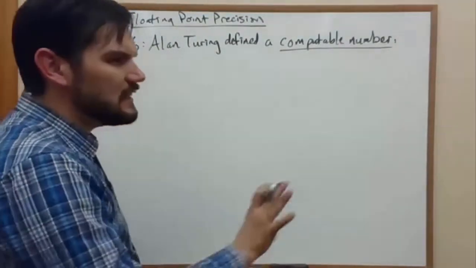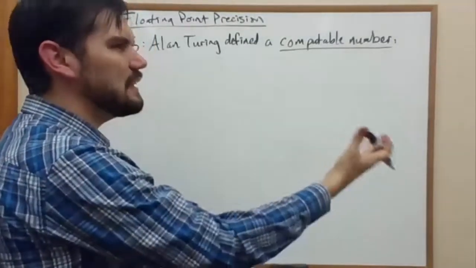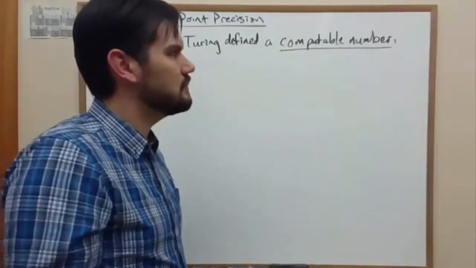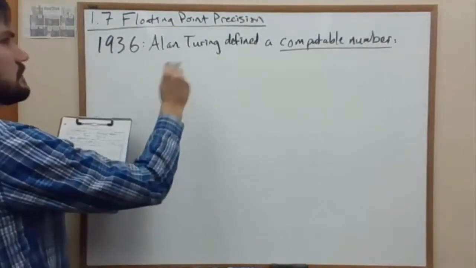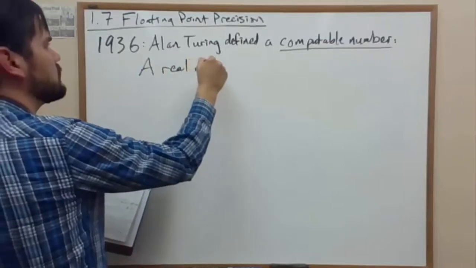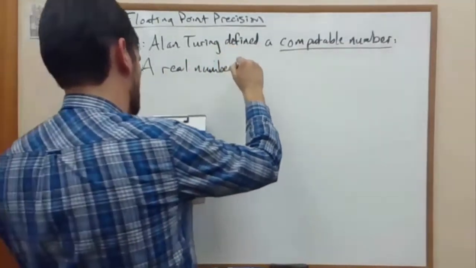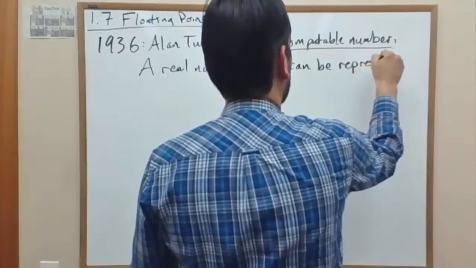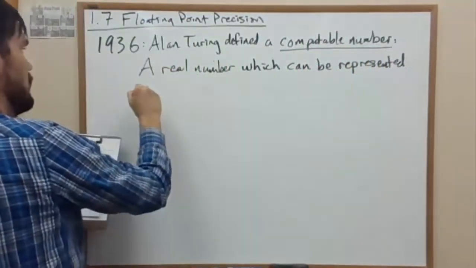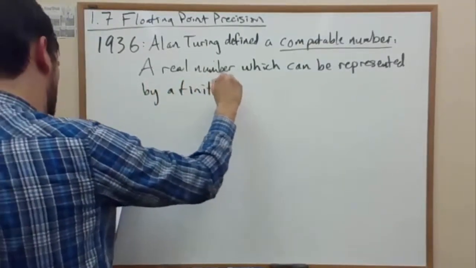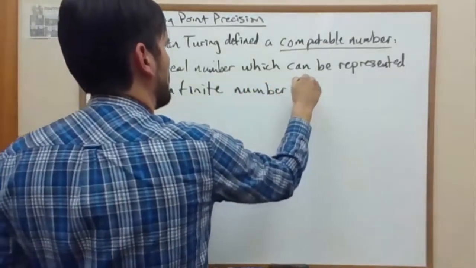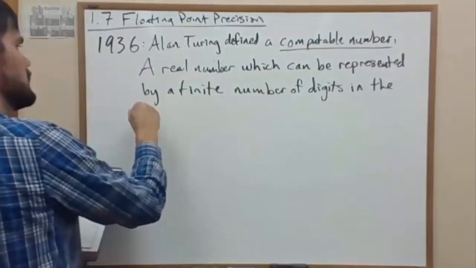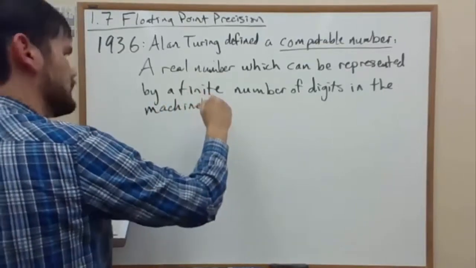He defined a computable number in a slightly archaic way, but it relates to the idea of having a finite representation. More specifically, a computable number is a real number which can be represented by a finite number of digits in the machine's number system.